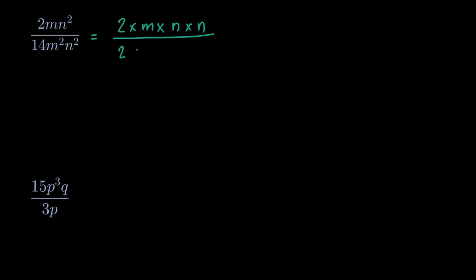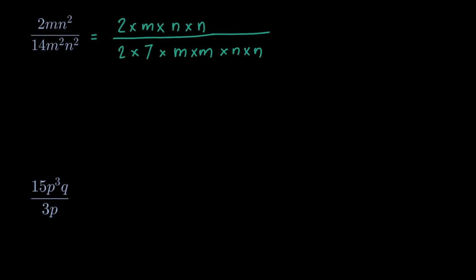So use the 2, and 2 times 7 gives me 14. So those will be my factors for 14. And m squared means m times m. And n squared means n times n. So list it all out and look for the common factors.